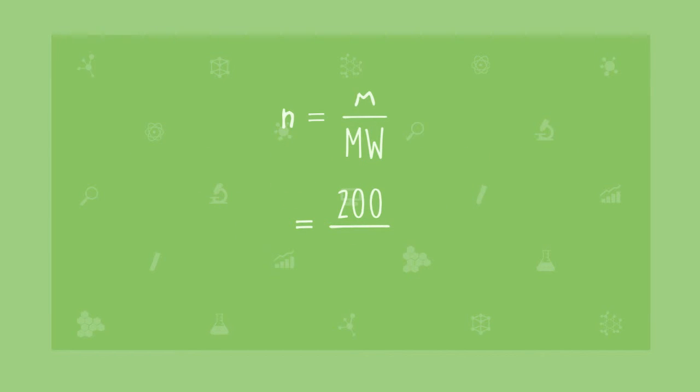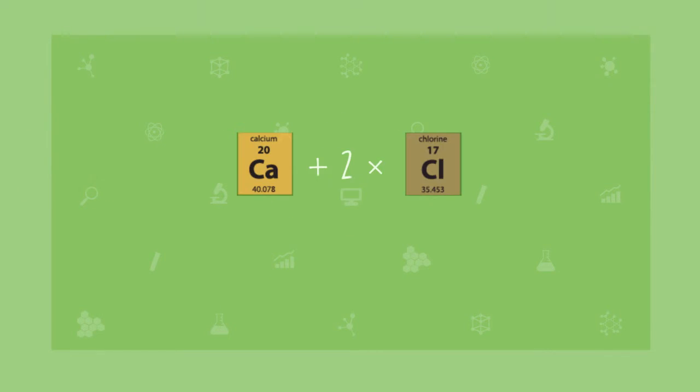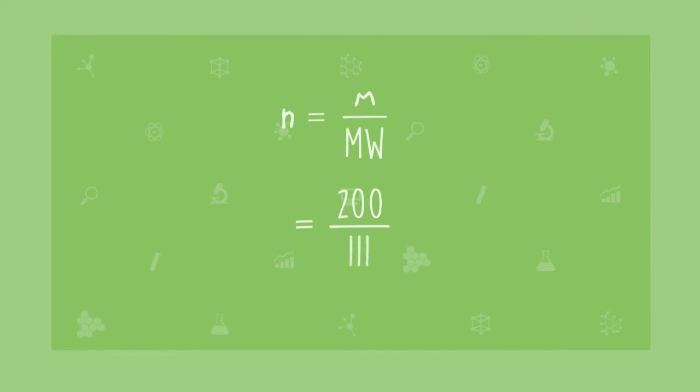To use this formula, we will first need to calculate the molecular weight for calcium chloride. So that's 1 calcium plus 2 chlorines. Never include the coefficient in these calculations. Looking up these elements on the periodic table, we can see that the molecular weight for calcium chloride is 1 lot of 40 plus 2 lots of 35.5. Chuck those numbers into your calculator and we get a molecular weight of 111.